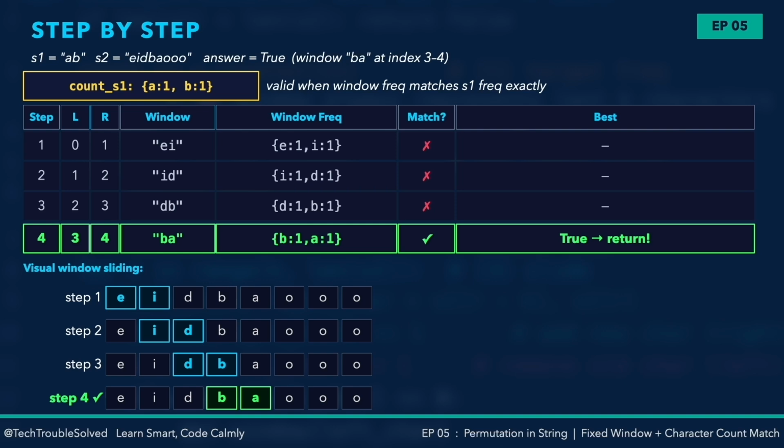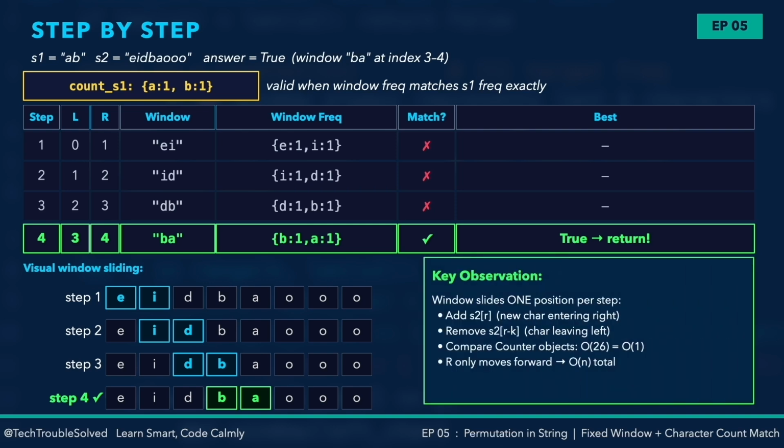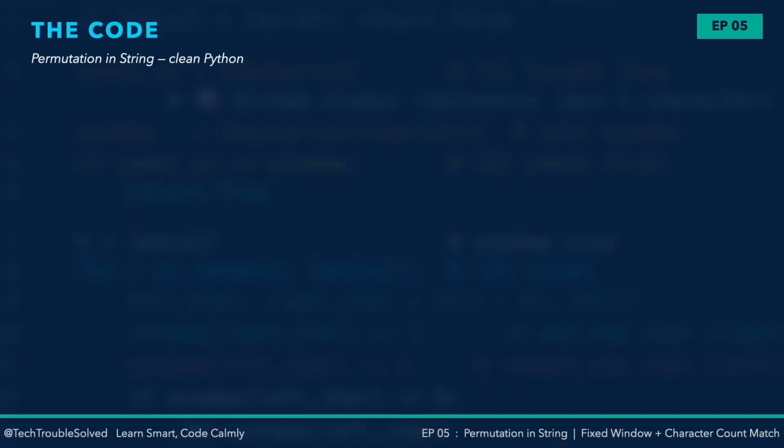And why is this O of n? Because every character in S2 entered the window exactly once and left the window exactly once. Each character was touched at most twice across the entire run. The window never goes backwards. That's the guarantee. Here is the full solution.